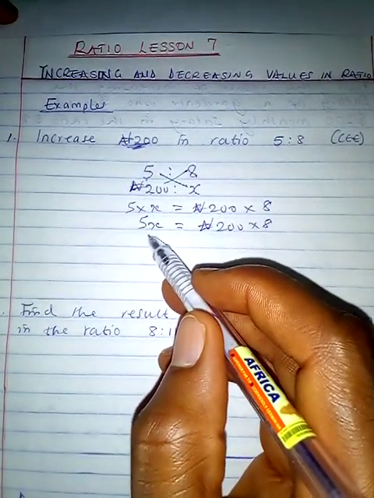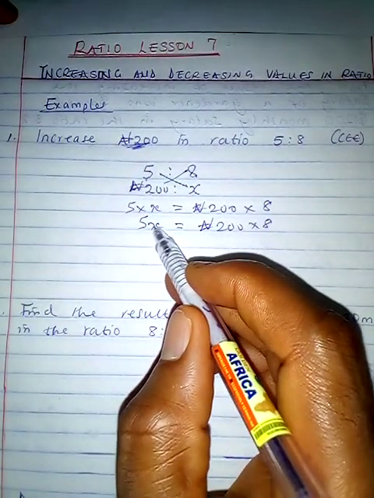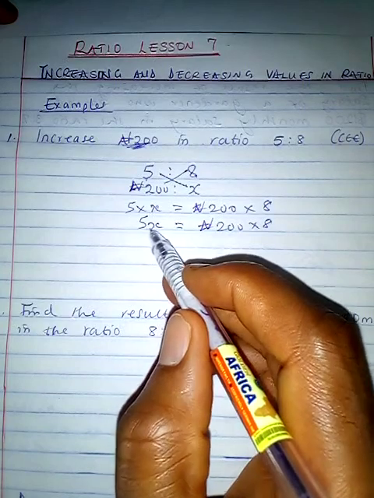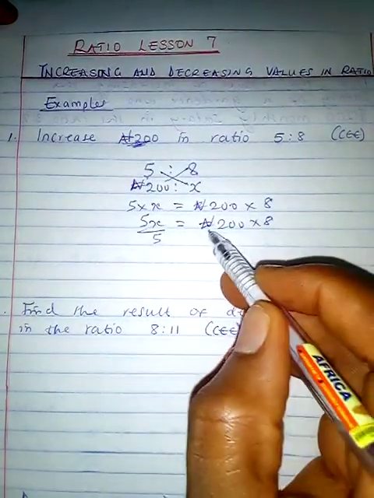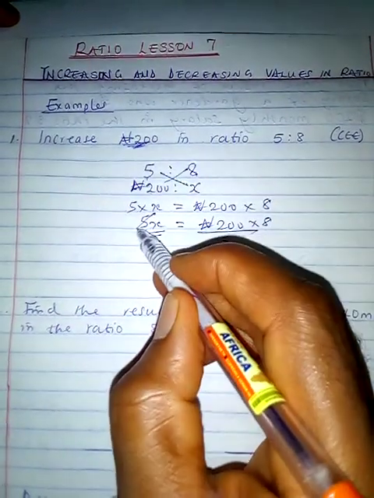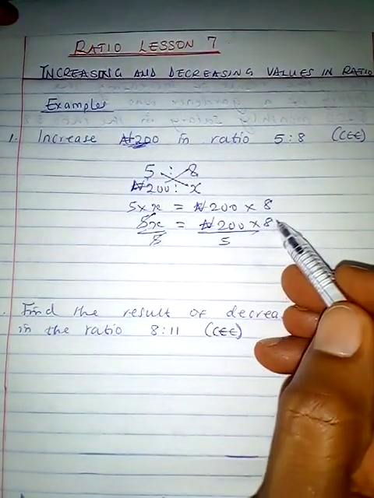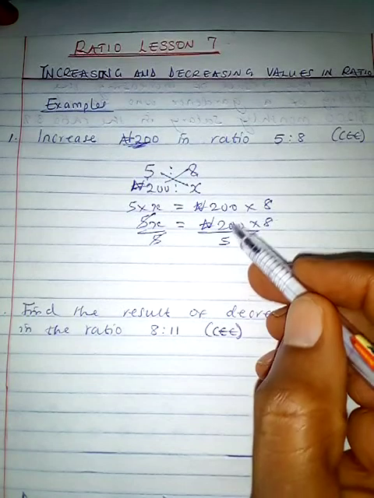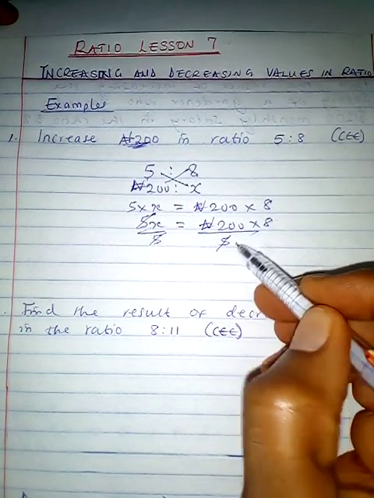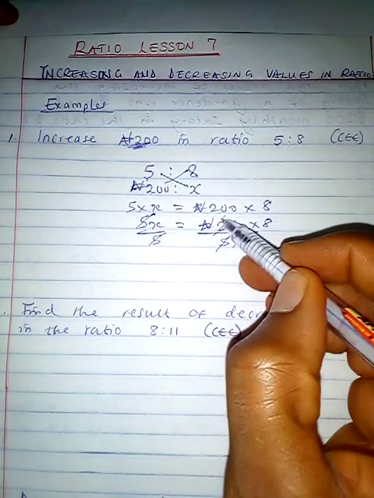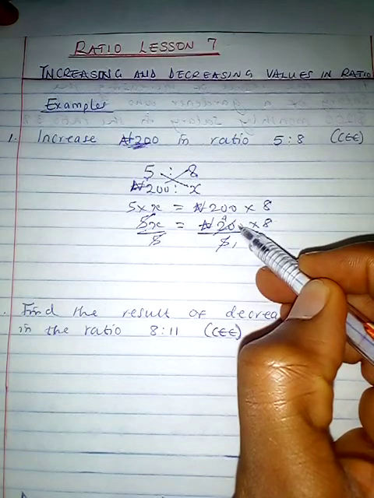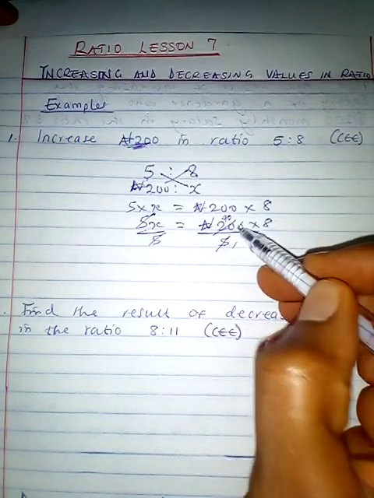How do you get your x? You divide by the coefficient of x, which is 5. Divide here by 5 and divide here equally by 5. So this 5 will go with this 5. Then we are now having 200 times 8 divided by 5. So 5 can actually divide this 200. 5 into 5 is 1. 5 in 20 is 4. Then we see one more zero left here. We'll add it to this 4, it becomes 40.